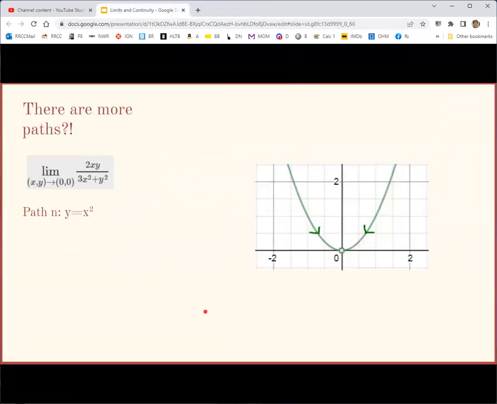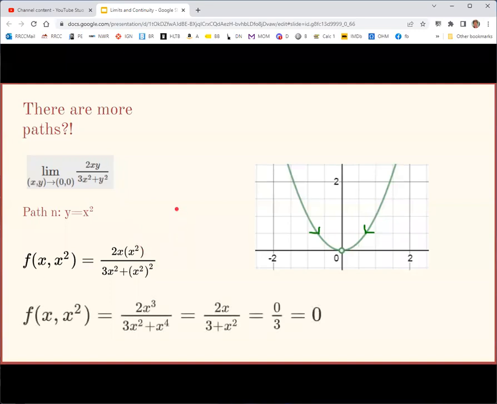Now we only took three paths. Again, there are infinite number of paths you could take. You don't have to take a linear path. Any equation that goes through the limit point would work. And so you could take a parabolic path. So here's another path where y equals x squared. The important thing is that you do go through the limiting point of the origin. And sometimes these are actually better to use and can help you find the value better than a linear path. If we replace y with x squared in the expression, we end up getting 2x cubed over 3x squared plus x to the fourth.